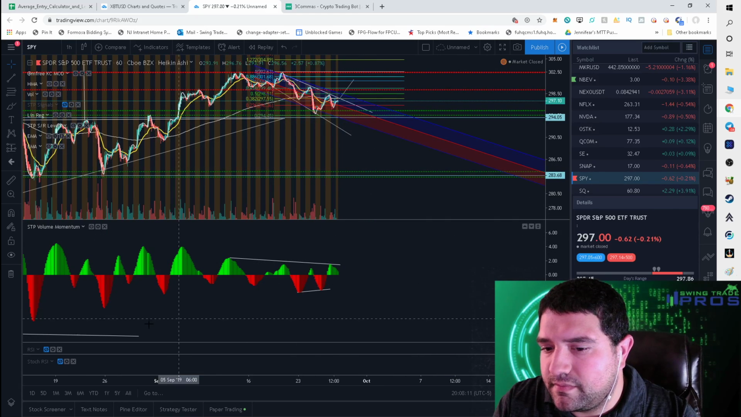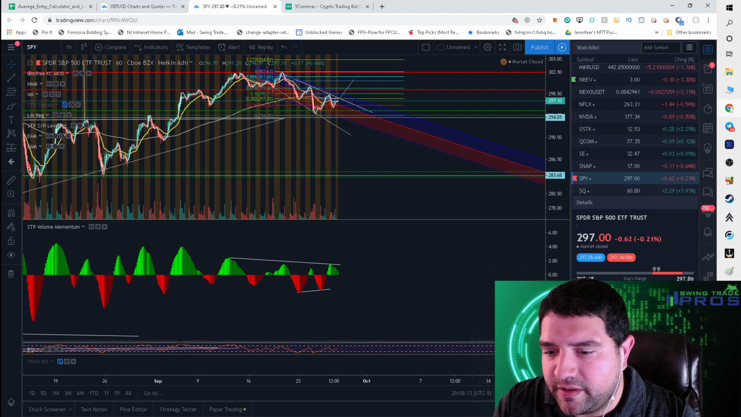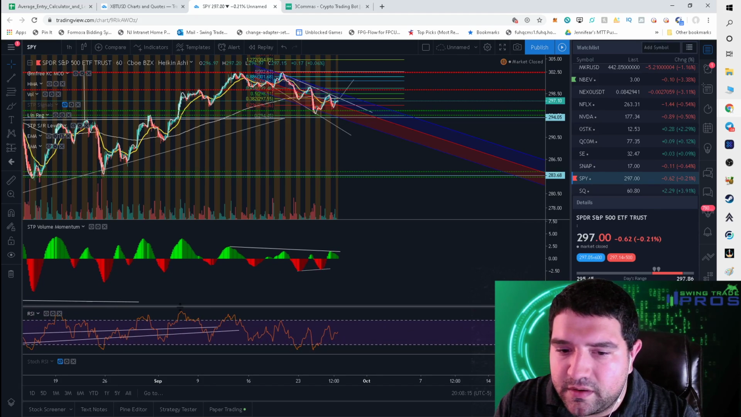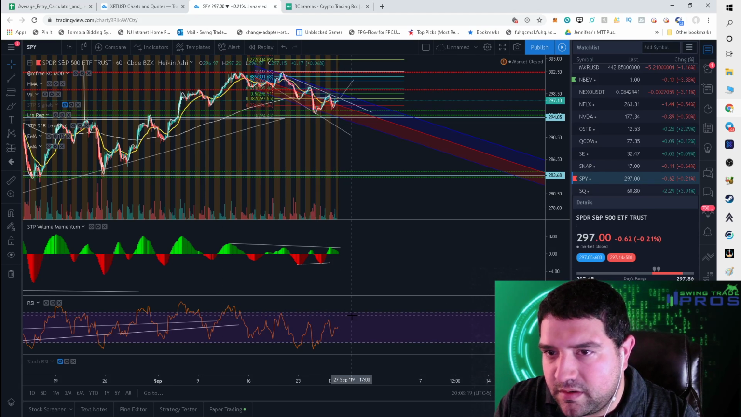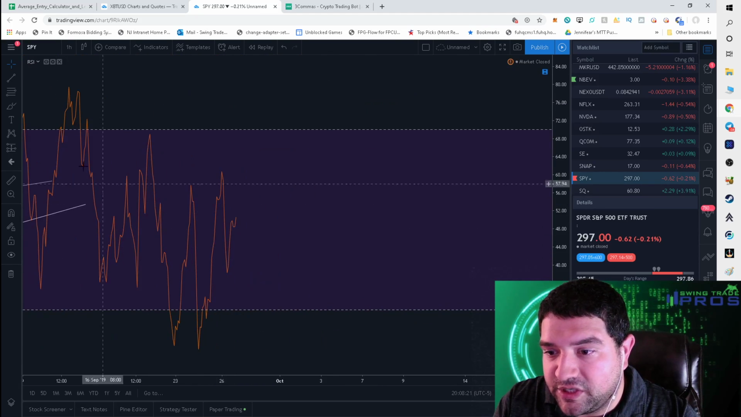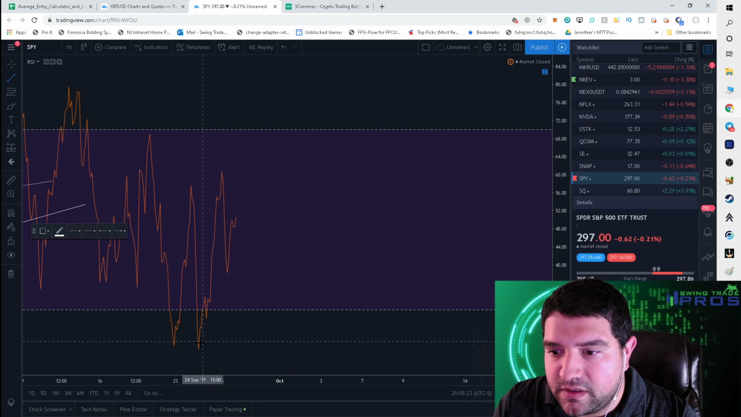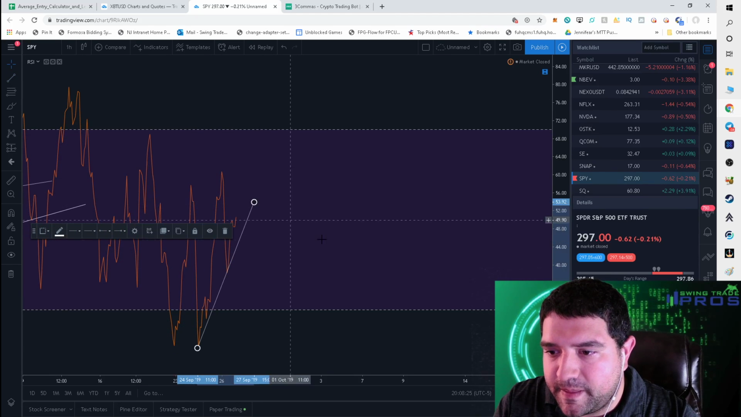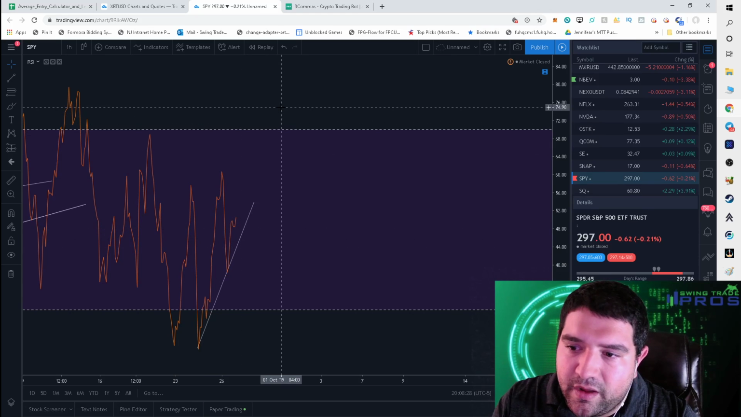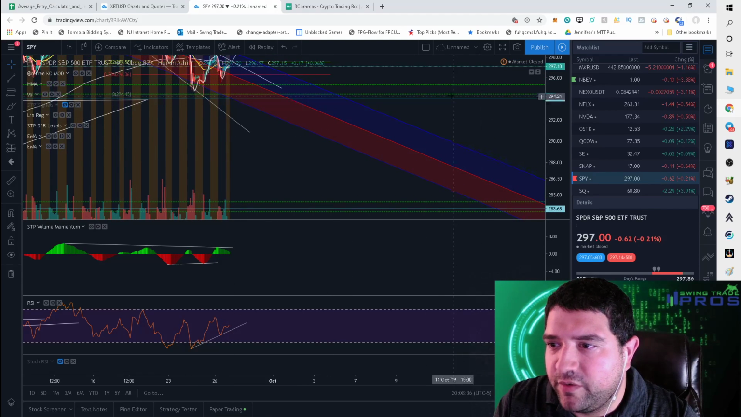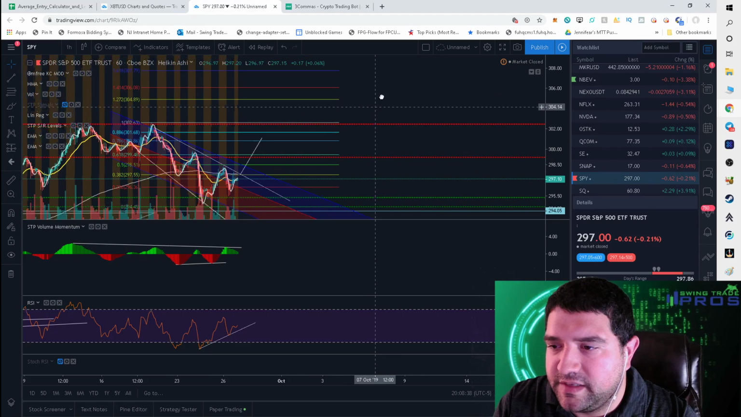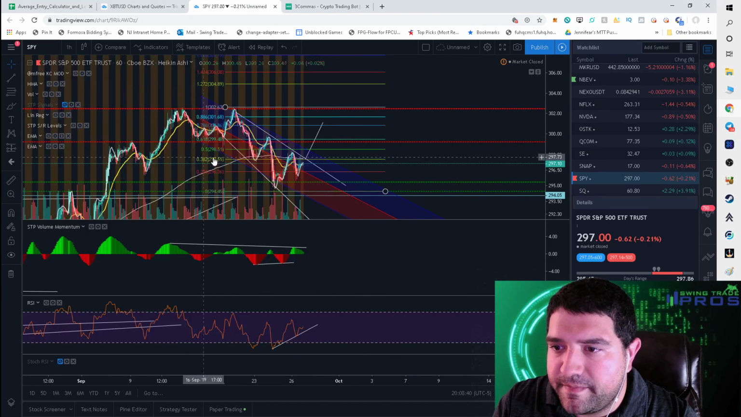How about our RSI? What's happening there? Okay, our RSI is actually really bullish. We got that huge angle up, so we could find another breakout above. This could be the break we're looking for on this descending broadening wedge for the S&P.